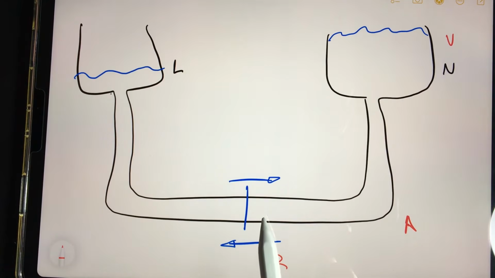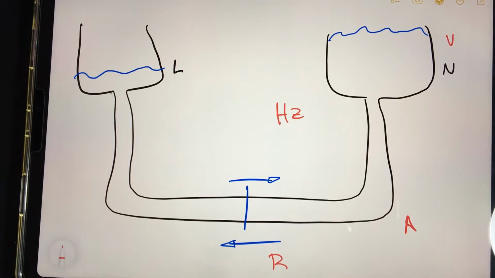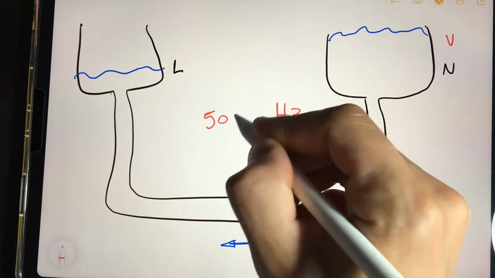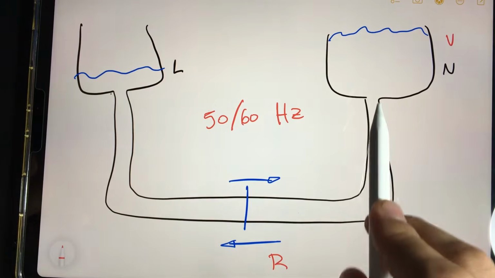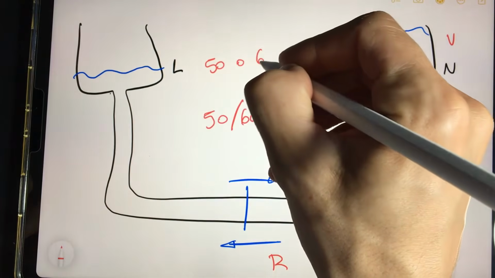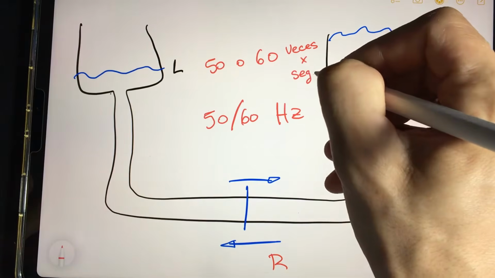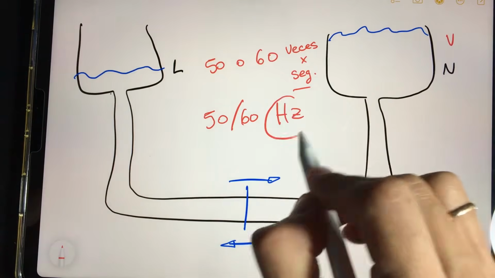This data is the frequency. This frequency is what we measure with hertz. In your home electricity, these hertz are 50 or 60, depending on the country where you are. What does this mean? That the electrons are going to go to one side and to the other 50 or 60 times per second. And these times per second are hertz.